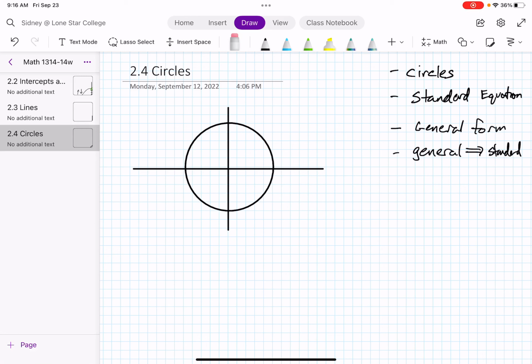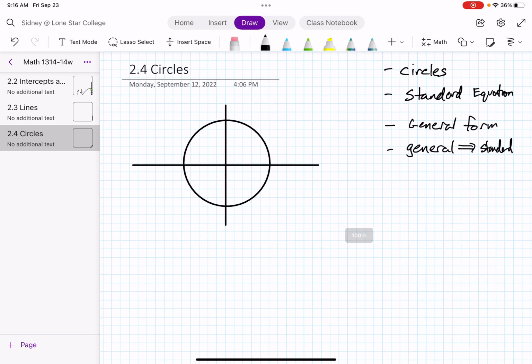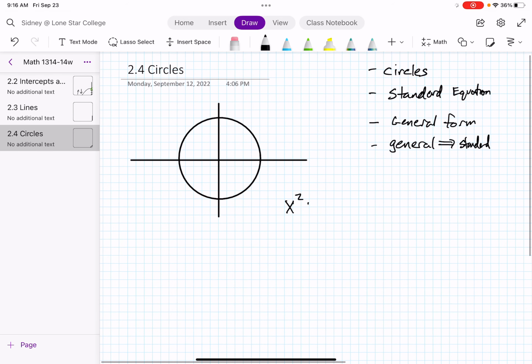Section 2.4, we are talking about circles. Circles are pretty interesting. The standard equation for a circle is x squared plus y squared equals r squared, where x and y are the coordinates, the different coordinates on a circle. And r, you probably could have guessed if you've seen anything on circles, is the radius, the distance from the center of the circle to the outer edge.